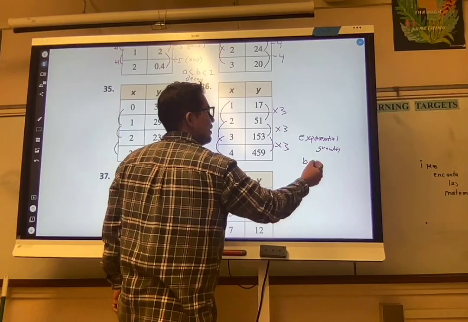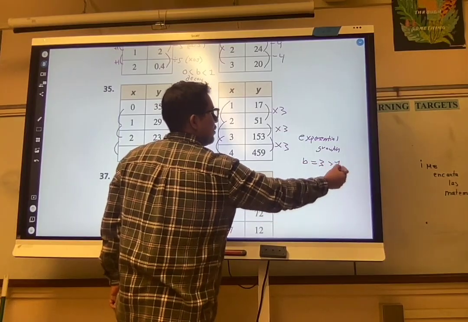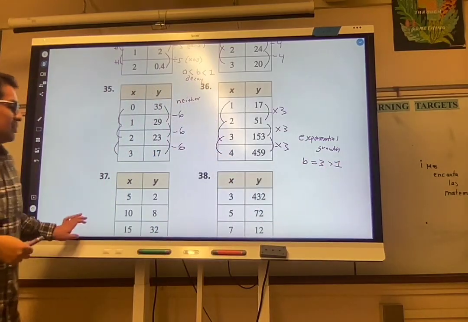Okay, because here my b value is 3. That's a number bigger than 1, right? I'm tripling. Obviously it's growing.